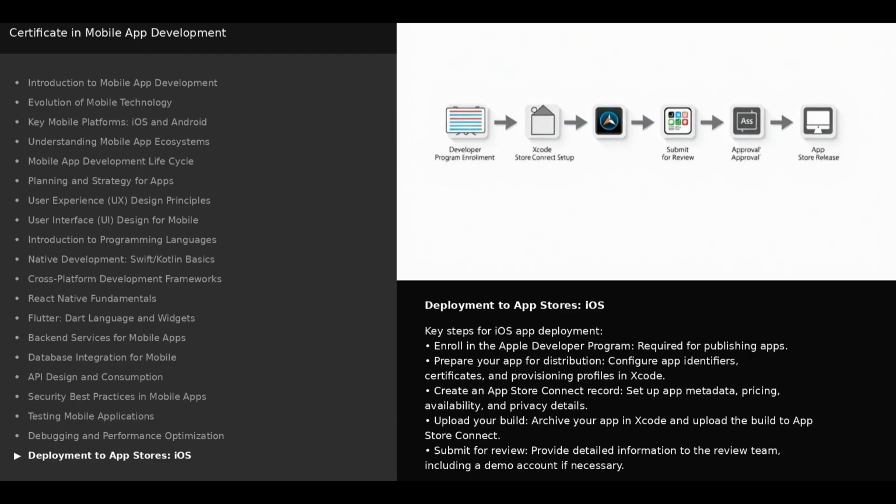Upload your build. Archive your app in Xcode and upload the build to App Store Connect. Submit for review. Provide detailed information to the review team, including a demo account if necessary. Address feedback. Respond to any issues raised by Apple's review team. Release your app. Once approved, choose to release it manually or automatically.